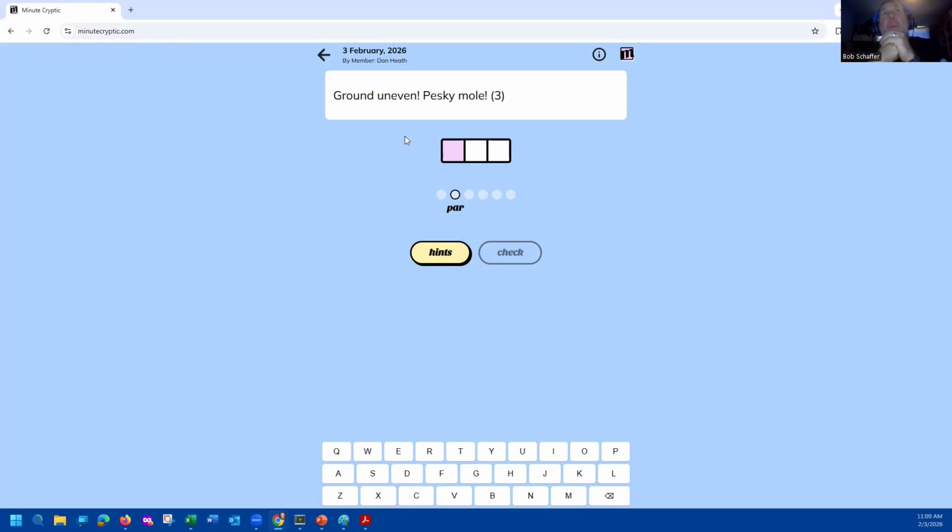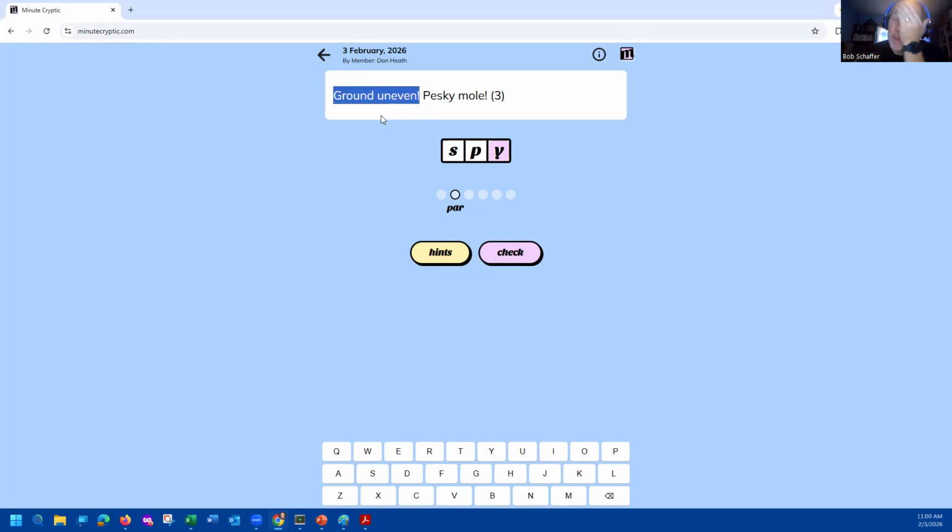If I ground the uneven part of pesky, so the uneven part of pesky would be PSY, and if I ground that up, I guess I could see both of those being indicators. Could I get anything there? A spy is a mole. Ah, there we go. I didn't think of that meaning of mole. Okay, so if I were to take the hint, ground and uneven were both indicators.